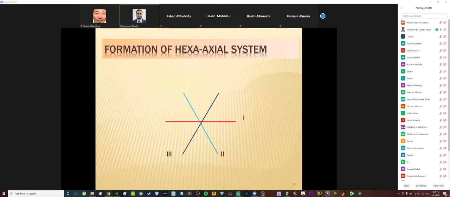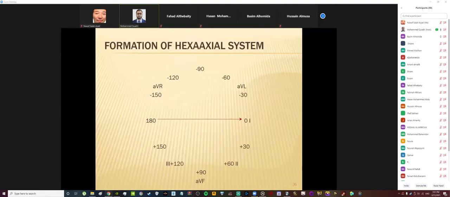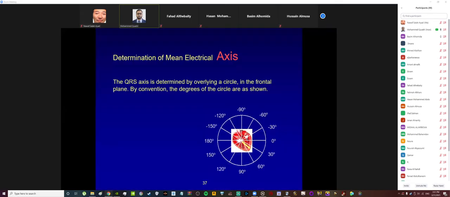how many axes did you get in a circle? 3, isn't it? Yes. And now we have 3 more limb leads, AVR, AVL, and AVF. So now we have 1, 2, 3, AVR, AVL, AVF. Let's combine all of them. Lead 1, lead 2, lead 3, AVL, AVR, and AVF. So now we got the hexaaxial system. This is a circle, and you have the heart in the center. These 6 lines are actually the 6 limb leads.